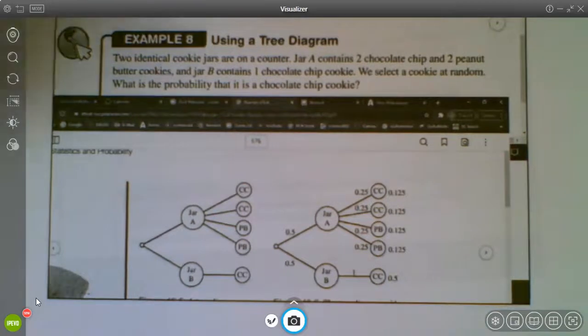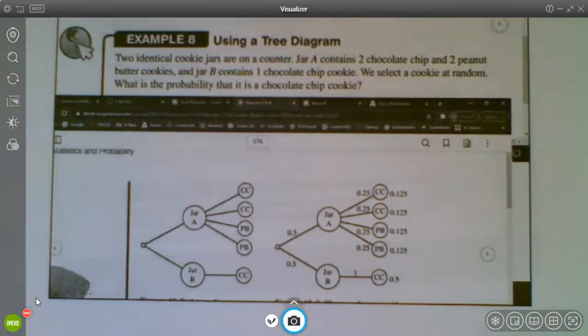There we go. Okay, so again, you have these two jars, jar A and jar B. Jar A contains these different types of cookies, chocolate chip, peanut butter. Jar B has one single chocolate chip cookie left in it. We select a cookie at random. What's the probability that it's a chocolate chip cookie?